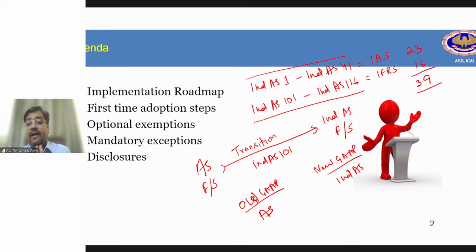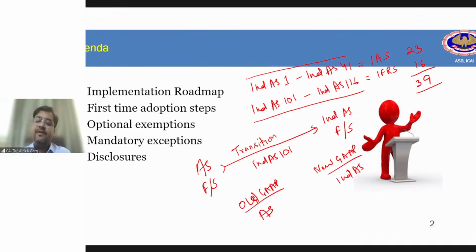So first time when they have moved from AS to Ind AS, what is the general rule? The general rule is to apply the provisions of new GAAP, the new accounting standards, since beginning. Beginning means either beginning of the company or inception of the transaction, whichever is later. For example, the company was incorporated in 1907, but if the fixed asset was not purchased in 1907, then how can you apply AS 10? Am I right?